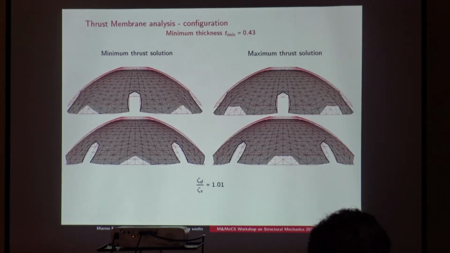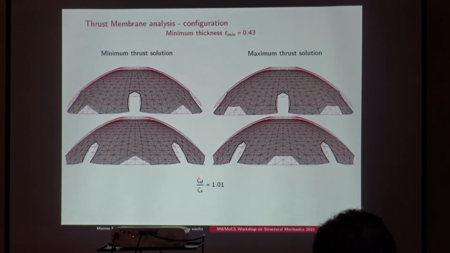Then we reduce the thickness. Of course, the reduction of the thickness also lowers the applied load, so you will see lower thrust values inside the vault. Here is the solution for maximum thrust for 3. I recall that the original thickness is 0.75 meters. So it is more or less 2/3 of the original thickness.